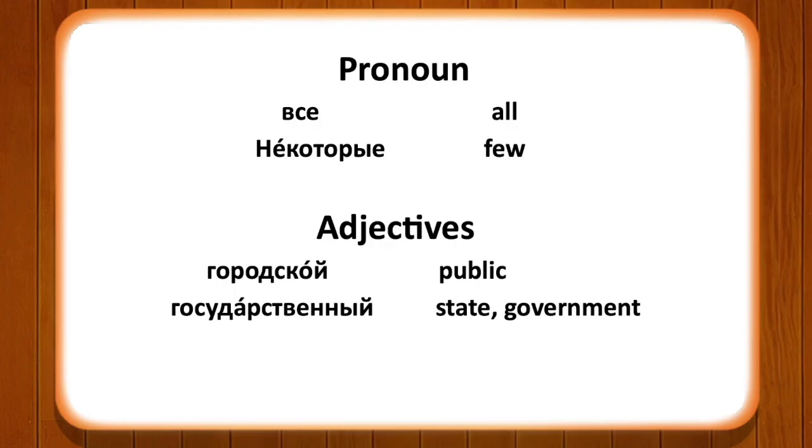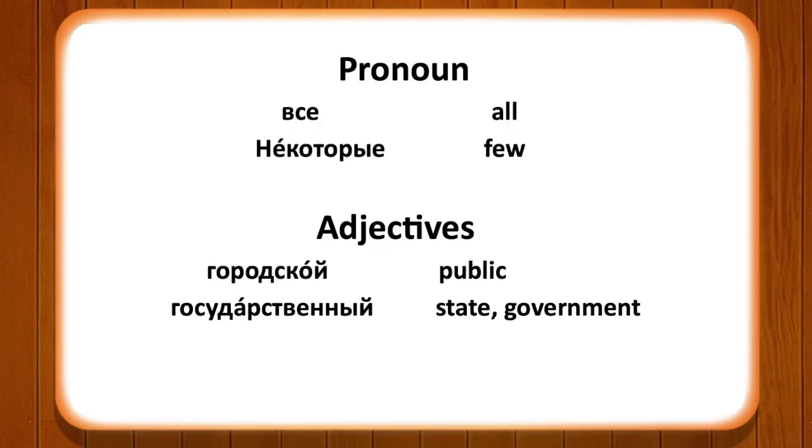Now let's pay attention to the adjectives. Городской. And as per the gender of the noun: городской, городская, городское, городские. For example, городской транспорт, so public transport. Городская работа, public work. Городское здание, public building. And городские службы, public services.